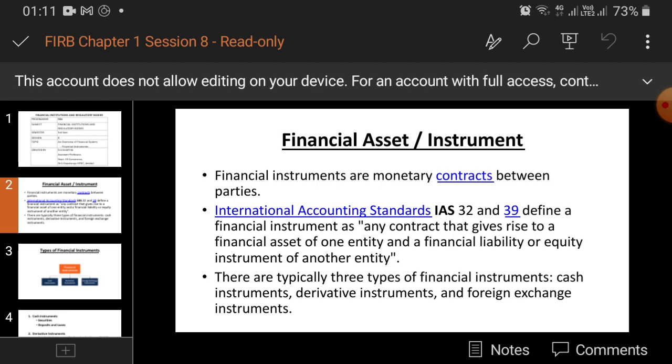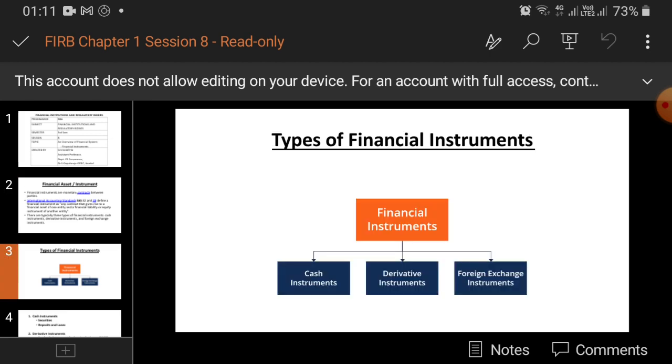According to International Accounting Standards, IAS 32 and 39, a financial instrument is defined as any contract that gives rise to a financial asset of one entity and a financial liability or equity instrument of another entity. There are typically three types of financial instruments, that is, cash instruments, derivative instruments, and foreign exchange instruments. So these are represented in this format.